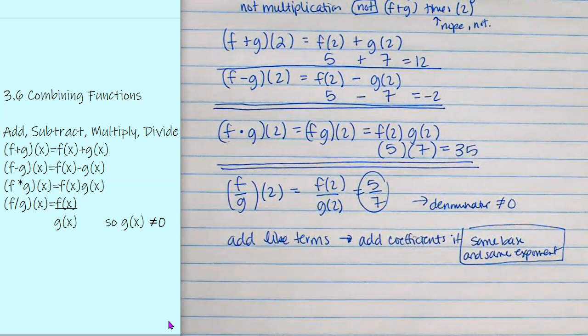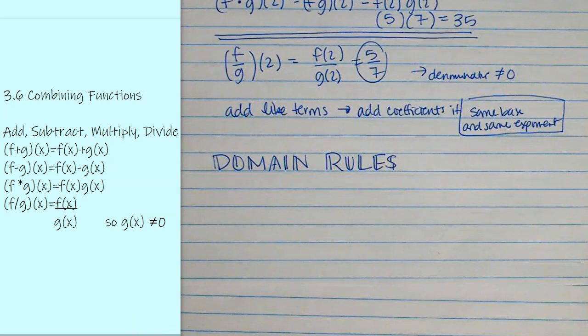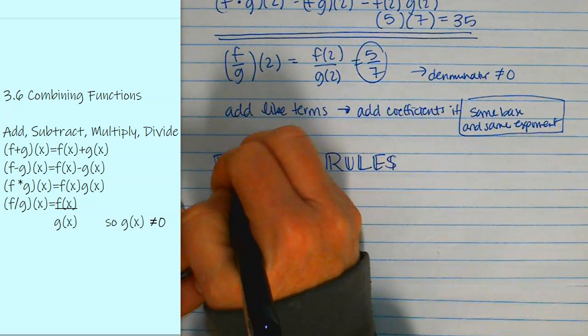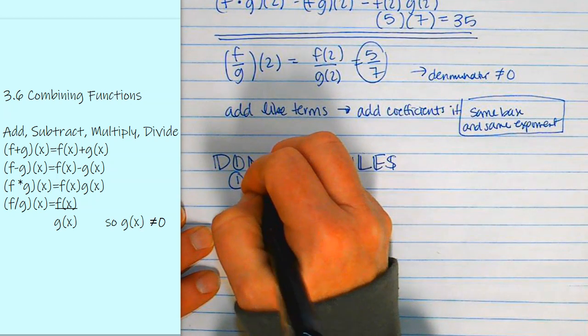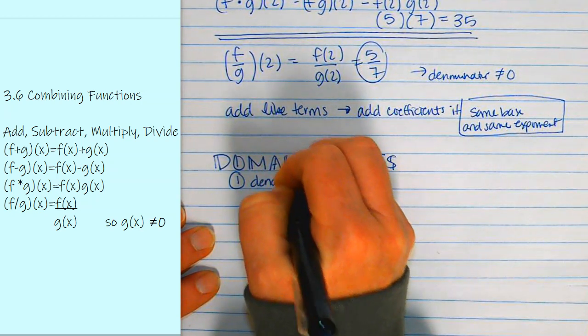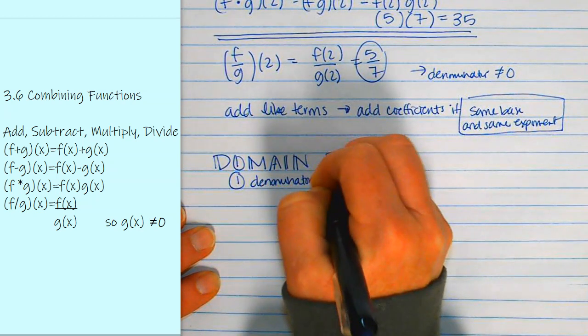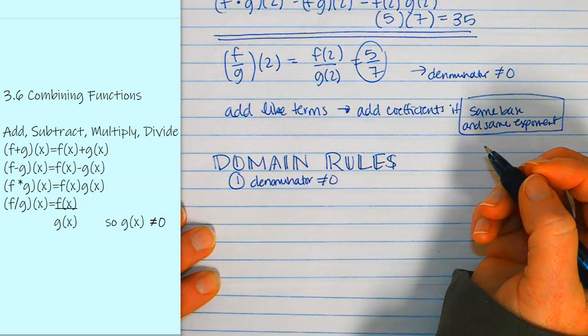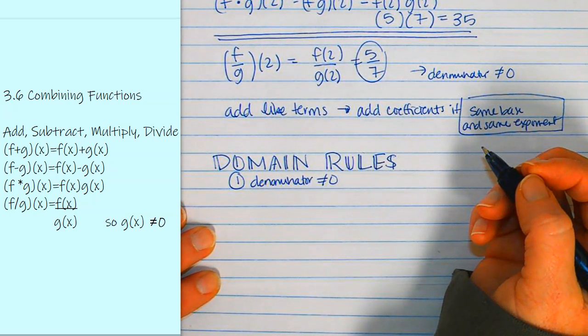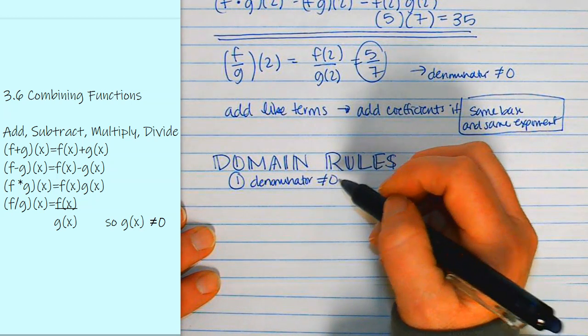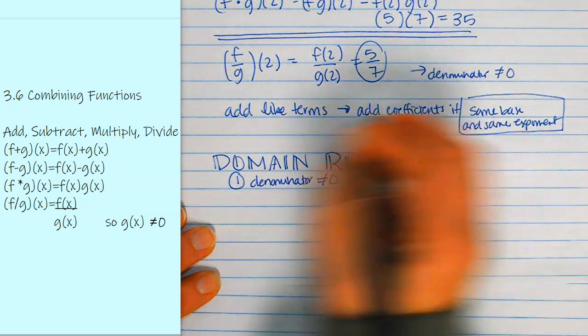So it's not equal to 0. Let's recall domain rules real quick. There are 2 of them, and then the third one combines them together. Number 1, recall that the denominator cannot be 0. So if you take the denominator and set it equal to 0, you can find any values that might break it. This breaks the math.